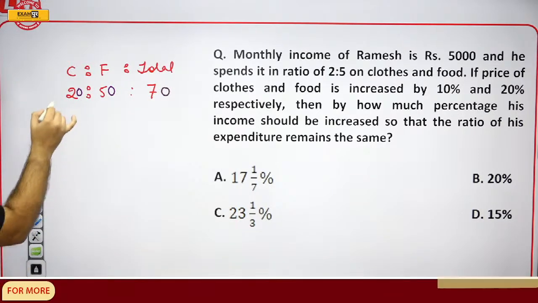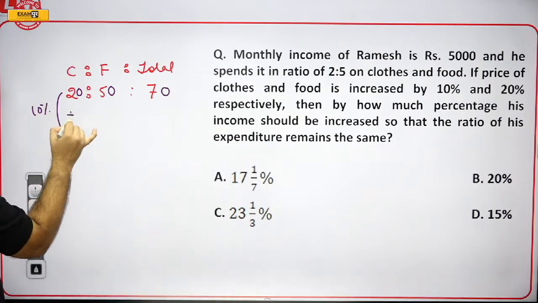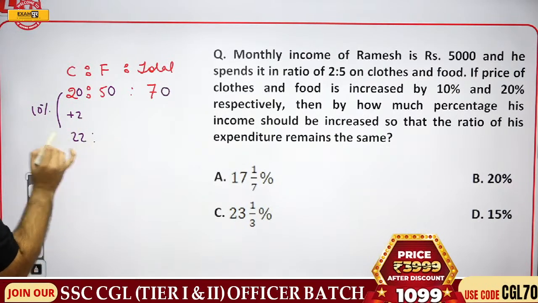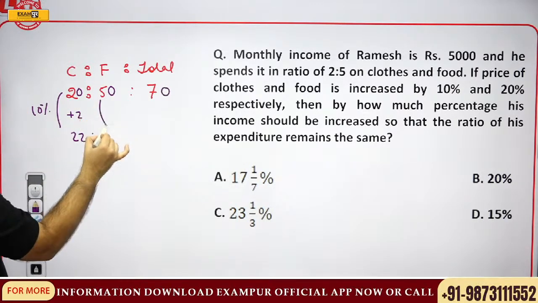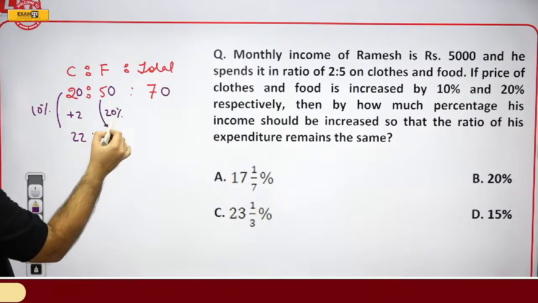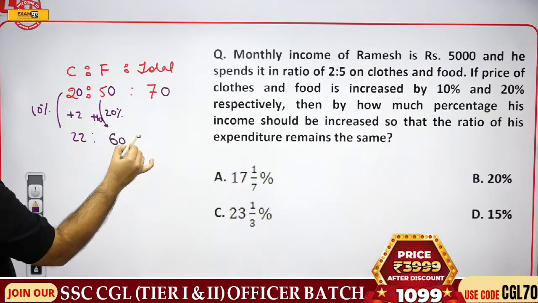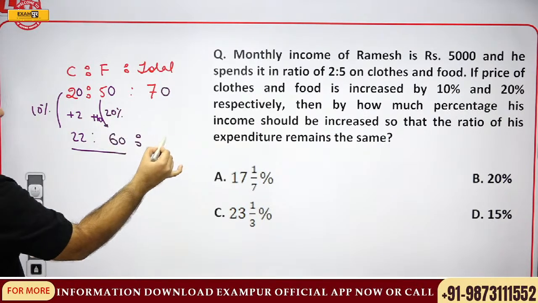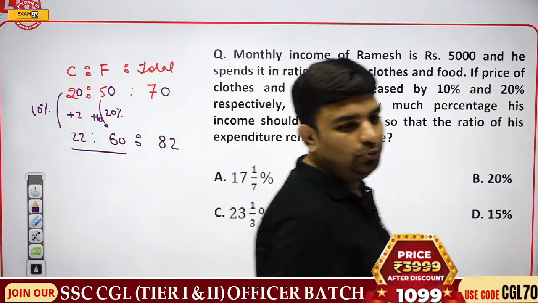Price of cloth increased by 10%. 10% of 20 is 2, so 22 is the new spending. Food increases by 20%. What is 20% of 50? It is 10, so it will become 60. So new total spending is 82.